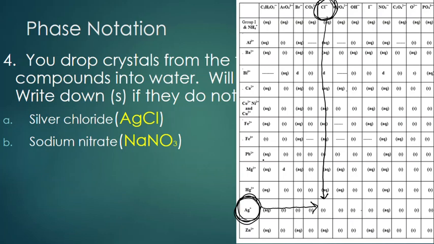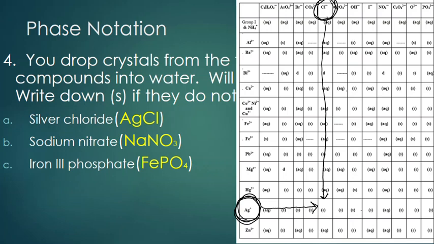Genesis. Na is not on the left. It's not on this chart. How are we supposed to know this if it's not on the chart? Well, it's easy. If it's not in the chart, it's dissolving. It's AQ. Good job, Genesis.